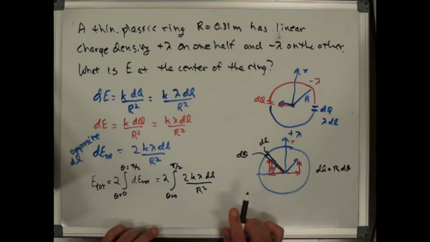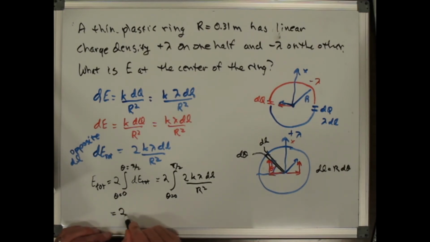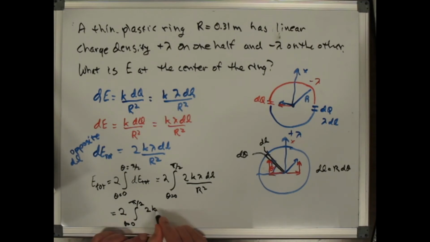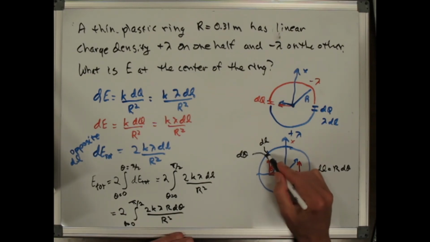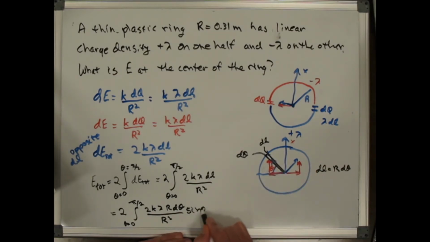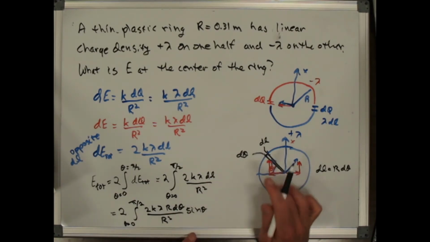And so this integral becomes 2 times the integral from 0 to pi over 2 of 2k lambda r d theta over r squared, right? And that'll get me the component due to this guy. But now I've got to get the sine theta, because I just want the vertical component of this. That is the total electric field just due to the little dq elements on opposite sides. But I've got to multiply it by sine theta to get this piece of it.